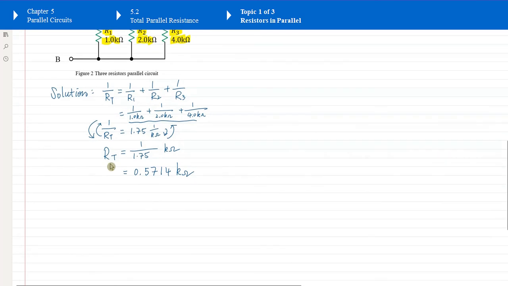If you leave the answer here, the answer is right, but we can make it look better by removing the K and moving the decimal to the right 3 times. Because K is 1,000, that means remove the K and multiply this decimal number by 1,000. So moving the decimal point to the right, 1, 2, 3, it reached here. The number is 571.4 ohm. This is a better answer. It looks better. This number is in engineering notation.